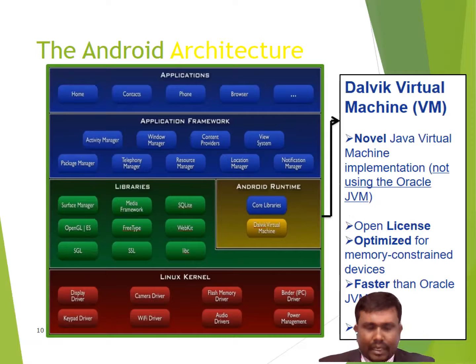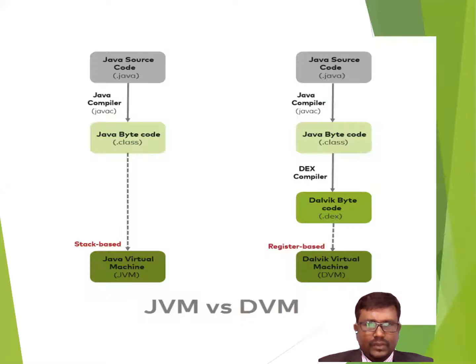Then the runtime environment, that is the Dalvik virtual machine. Right? Dalvik virtual machine. So here JVM and DVM. So Java virtual machine, JVM, right? In turn, here it is DVM, Dalvik virtual machine, which is used to execute the code. So we will see the flow, how it is executed, how the source code is converted into object code, and then how the object code is used, in the upcoming slides.